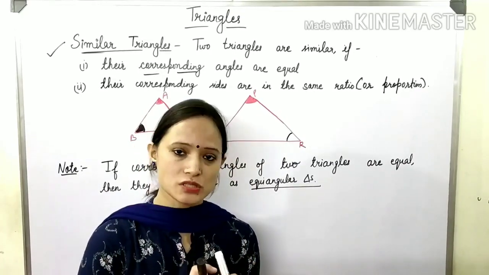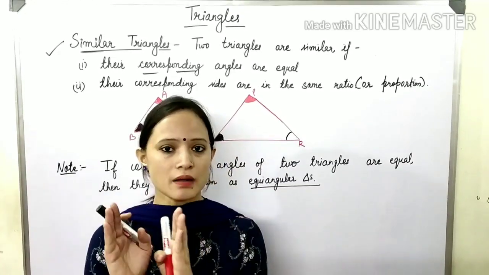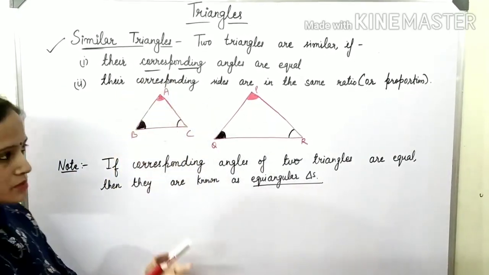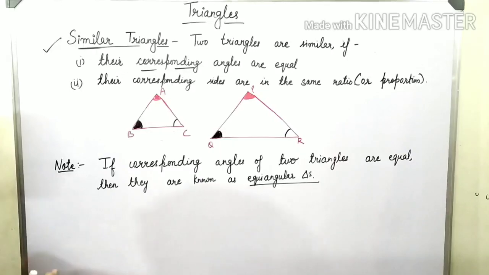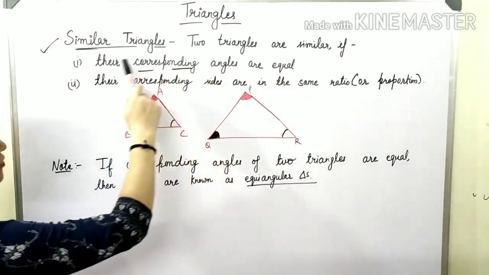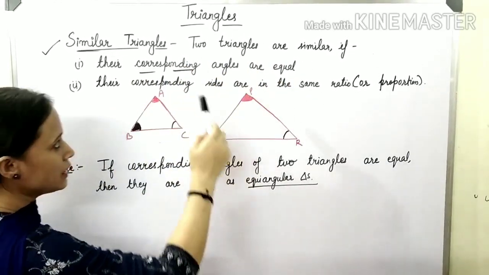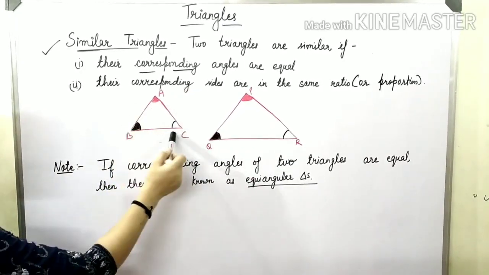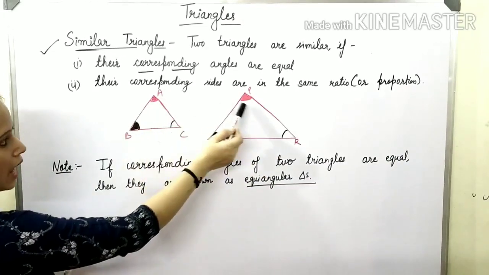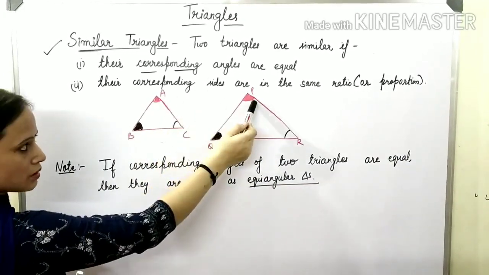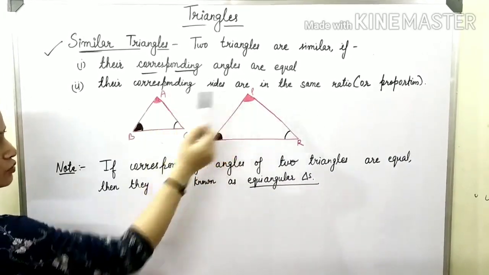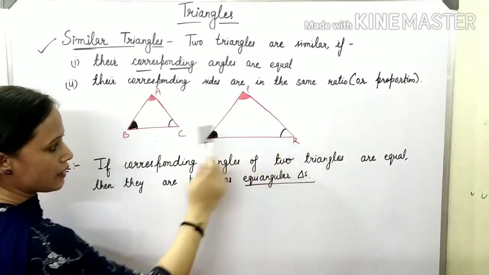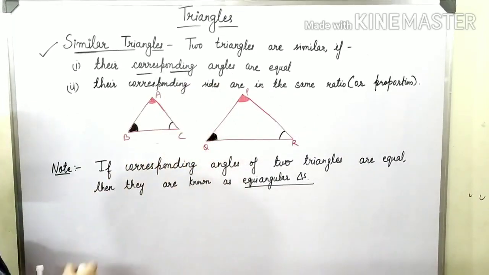So if we want to prove that two triangles are similar, we can state the same two conditions as we studied for similar polygons. That is, two triangles are similar if their corresponding angles are equal. As we can see here in the given figure, triangles ABC and PQR, I have marked angle A as equal to angle P, angle B equal to angle Q and angle C equal to angle R. That is, the corresponding angles are equal in the given figure.